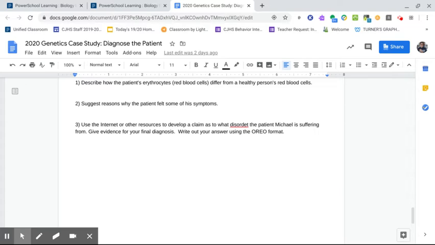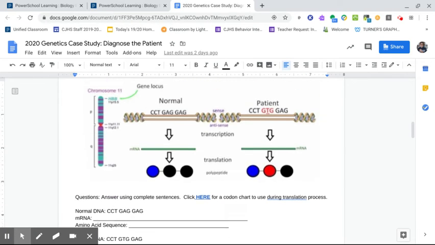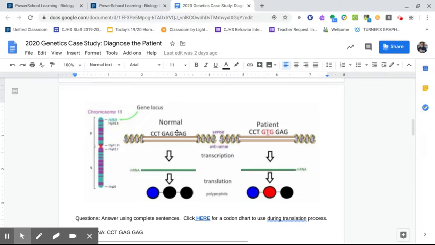Okay, the evidence is the data. When I say evidence, you're just saying, well, what was the information in that section? And then the reasoning is going to be explaining what that means. So the data might be that the normal DNA strand and the patient's DNA are different, because the patient's says GTG and the normal says GAG. That would be the data or the evidence.